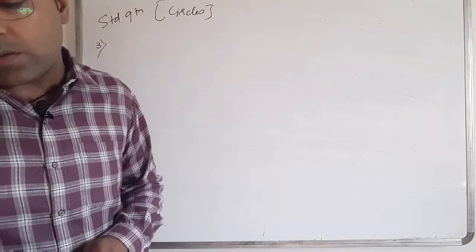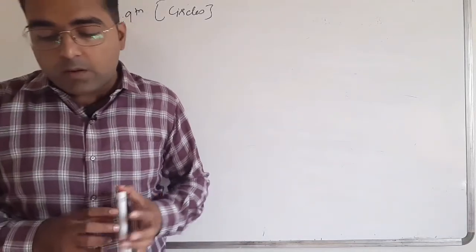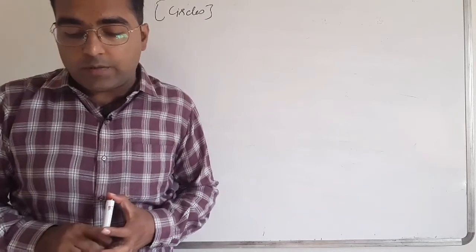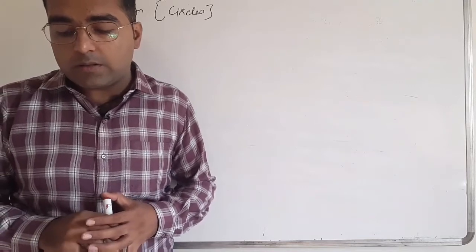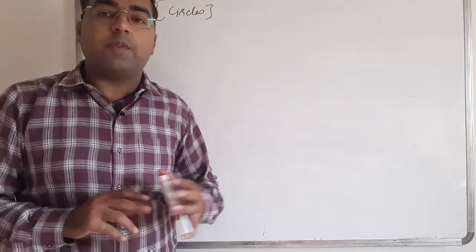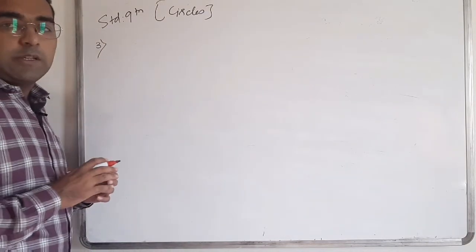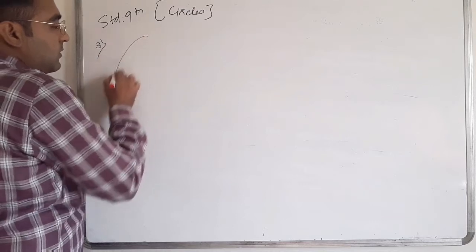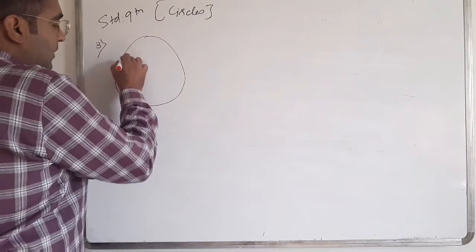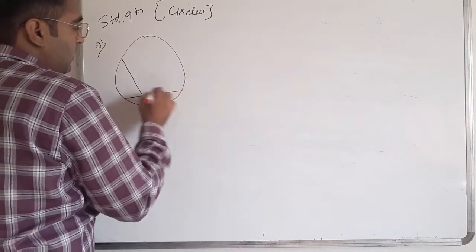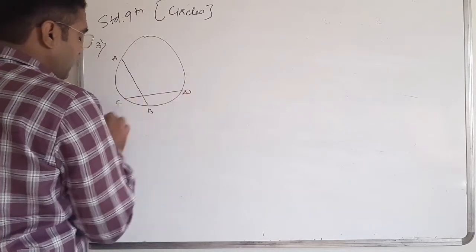If two equal chords of a circle intersect within the circle, same kind, okay, prove that the line joining the point of the intersection to the center makes equal angles with the chords. Okay, so here is the same kind of figure we have to draw. AB and CD, both of them are equal chords.